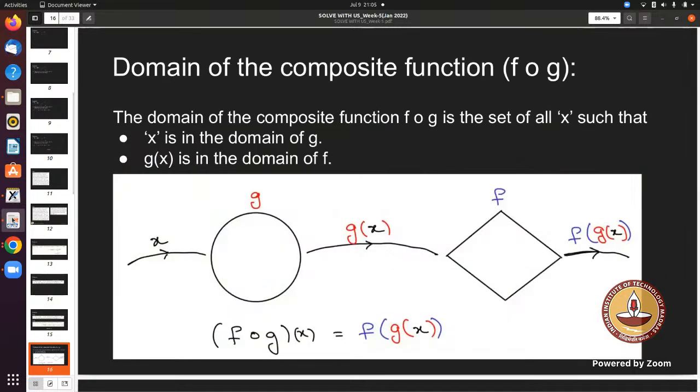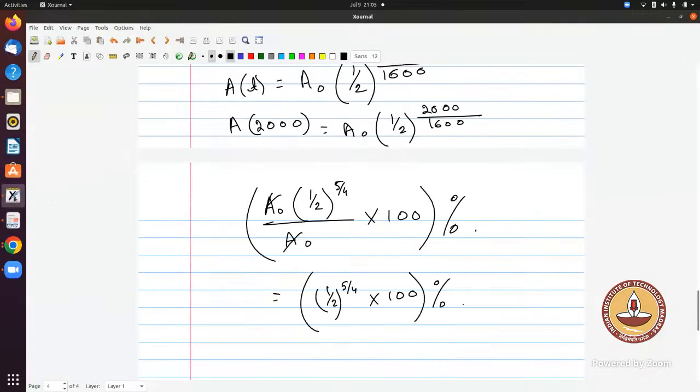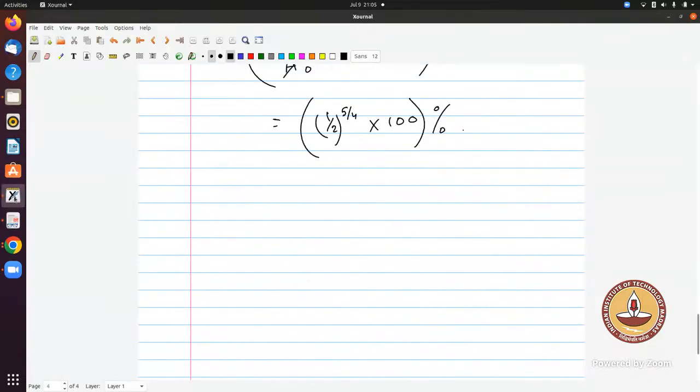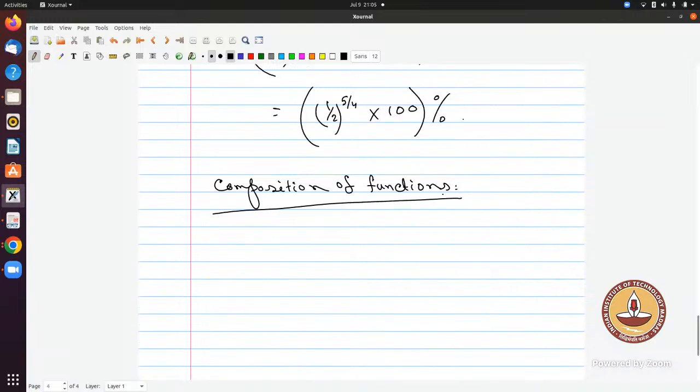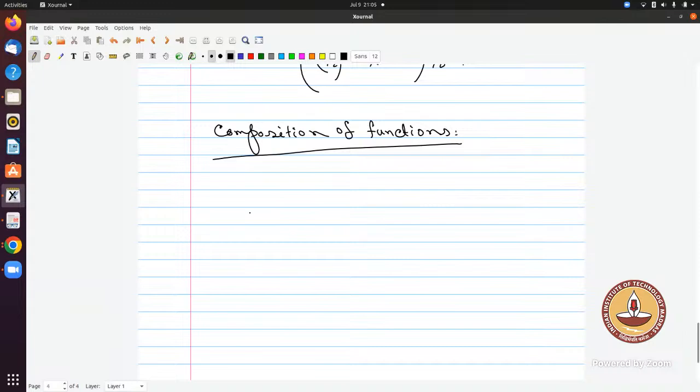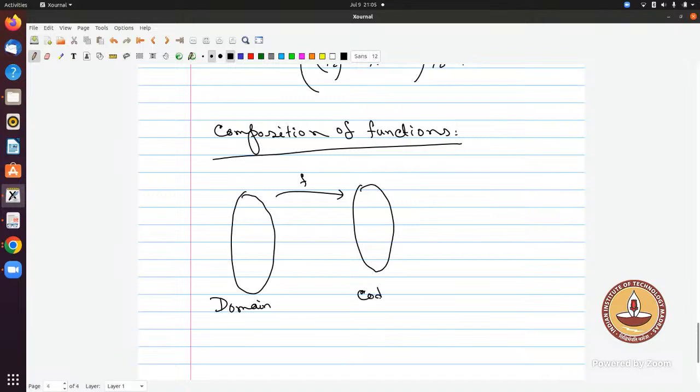Okay. Now there is something in this section called composition of two functions. Have any of you seen composition of functions earlier? So what it does basically, suppose I have a function like this, f. This is the domain of this f. This is the codomain of f.